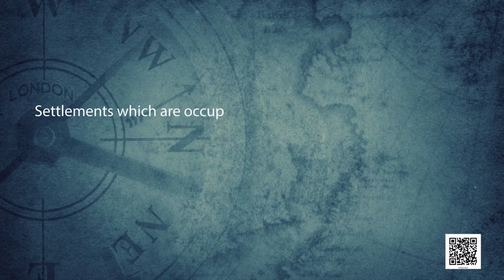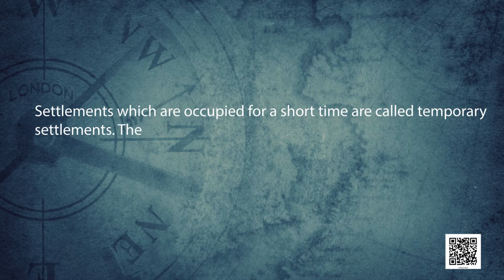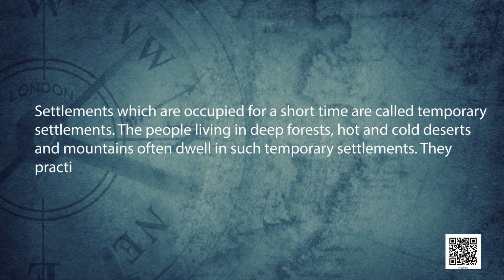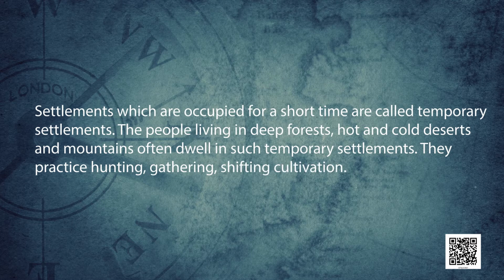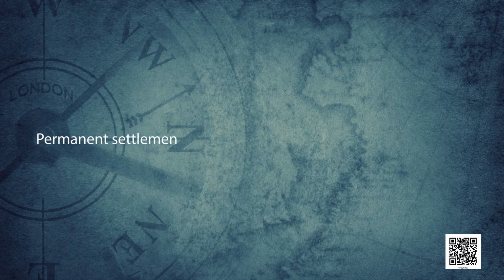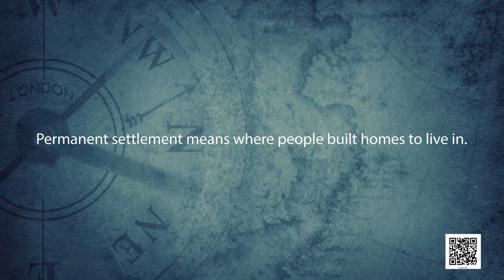Settlements which are occupied for a short time are called temporary settlements. The people living in deep forests, hot and cold deserts and mountains often dwell in such temporary settlements. They practice hunting, gathering, shifting cultivation. Now let's talk about permanent settlements. Permanent settlement means where people build homes to live in.